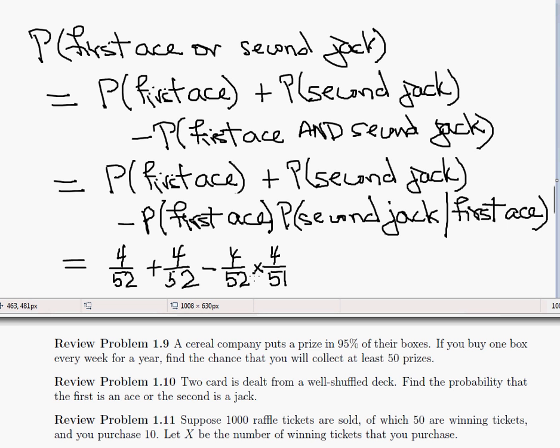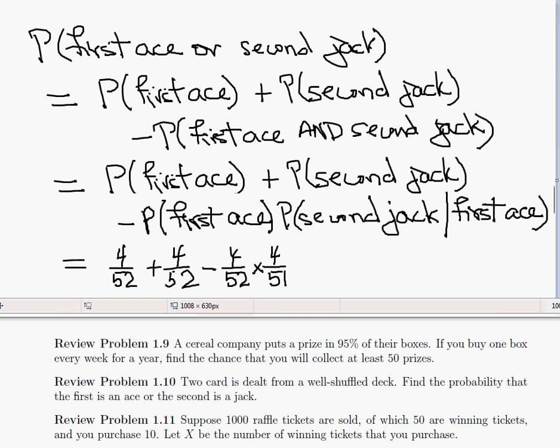Now notice that this fraction, 4 over 51, is different than this fraction, 4 over 52. 4 over 51 is a conditional probability, the probability that the second card is a jack, given that you know the first card is an ace. This fraction, 4 over 52, comes from here. This is unconditional. There are no assumptions about the top card between this parenthesis and this parenthesis. And so I just simply have 4 over 52 for this fraction.